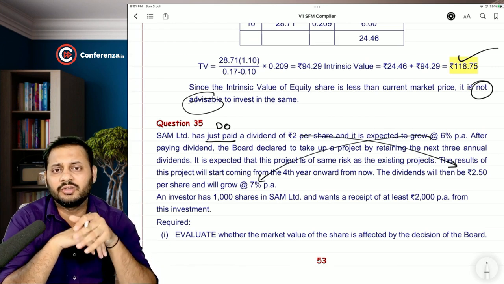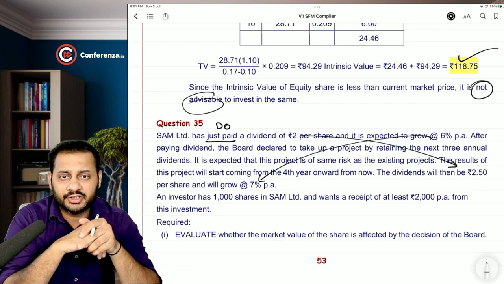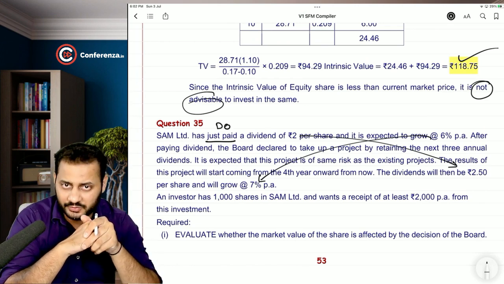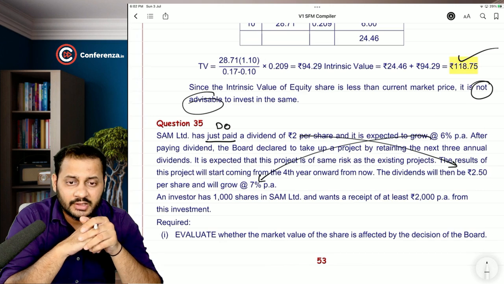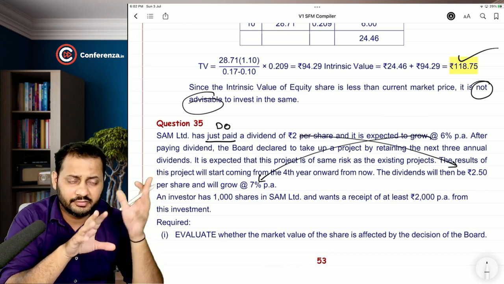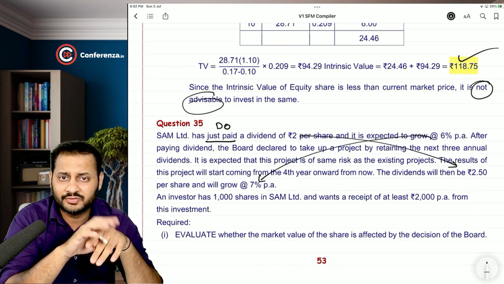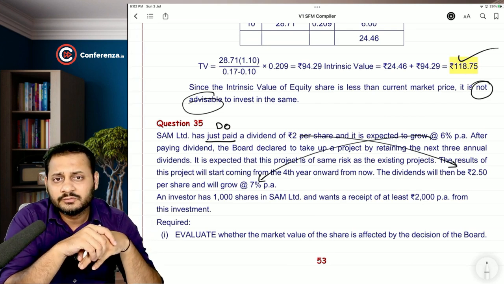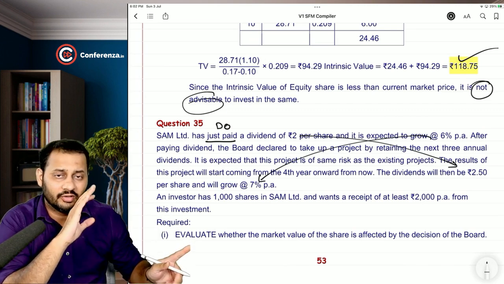First, let's talk about the company's share price. If the company does not take up the project, every year they will be distributing 2 rupees of dividend with 6% growth. In that case, what is the market price? Then take up the project. Forget about the dividends of the next 3 years. Start from the fourth year, which is 2.50 with a growth rate of 7%, and then tell me what is the price. Compare both the prices and then say whether the price is affected or not.